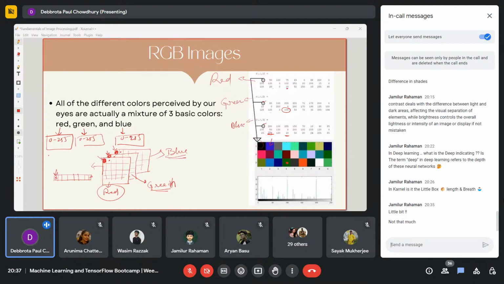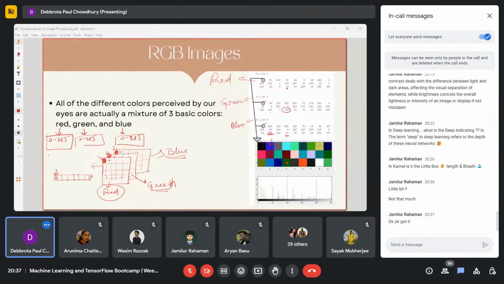Another question is, in a kernel, is it a little box, length and breadth? I didn't understand this one. In a kernel, what we want to say, little box length and breadth.